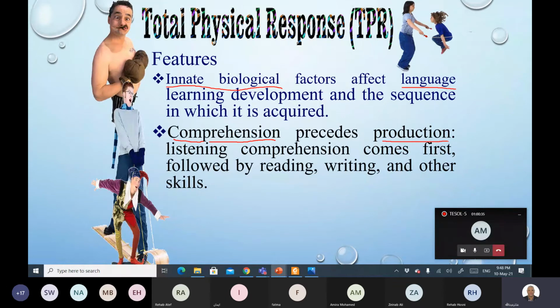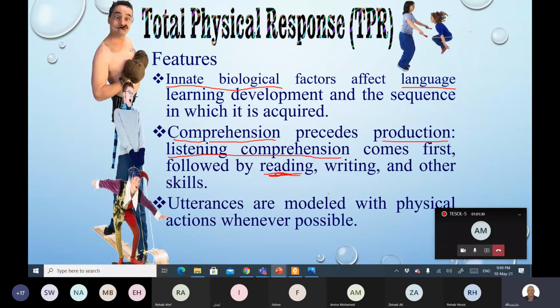فلما المدرس يقول stand up، لو ان الطفل او الطالب ما فهمش he will not stand up. لكن as long as he comprehends and understands the instructions, the student will produce the required action by standing up. So for them, comprehension precedes production. And listening comprehension comes first, followed by reading, writing, and then other skills. فهنا الترتيب مختلف شوية عن الاوديولينجوال ميثود. الاوديولينجوال ميثود كان فيها listening, speaking, reading, and writing. Here, listening comprehension very important. Then after listening comprehension comes reading activities and exercises. Then after that we will have writing and speaking.